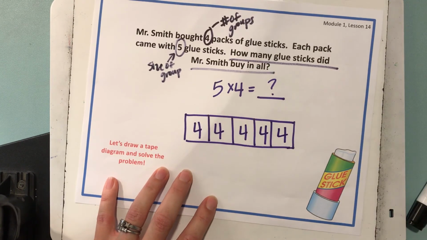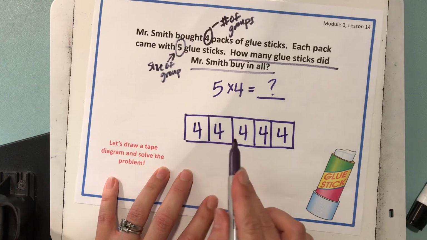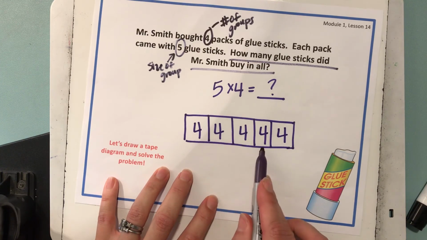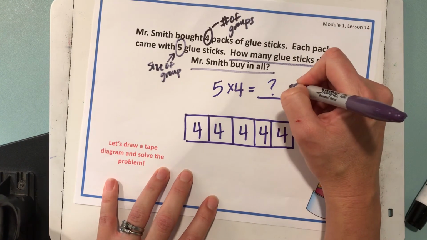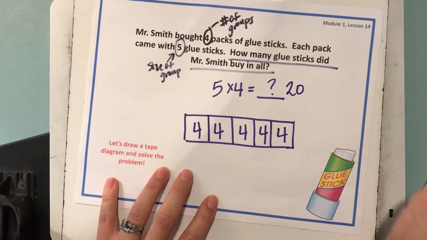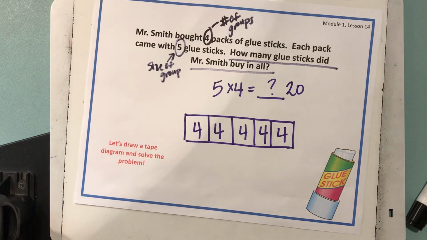All right, now I can skip count by 4s in order to figure out what the total is. 4, 8, 12, 16, 20. Oh my goodness, we just did that on the other slide. And the total is 20.